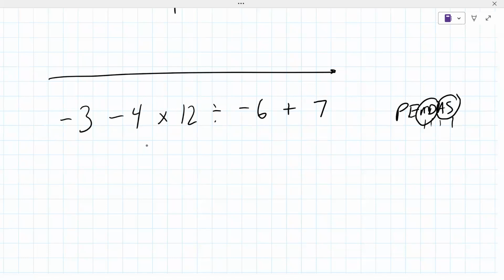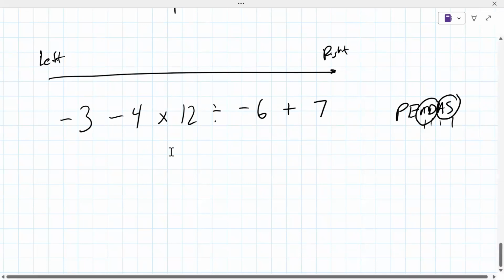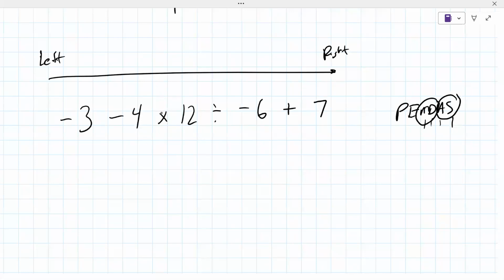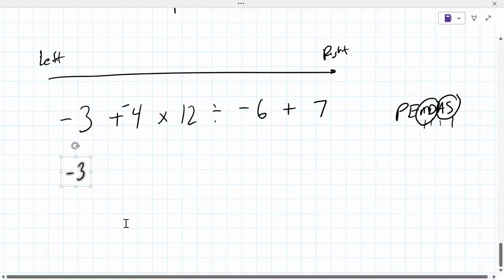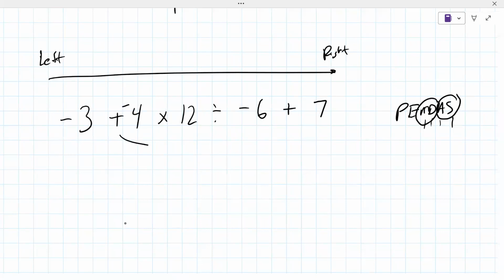12 divided by 6. Left to right. You start from the left, -3 plus -4, and then the right side is -6 plus 7. Oh, sorry, I'm being unclear. You start from the left until you see multiplication. Now you have a choice, and it's probably a good one. You probably should change it to plus negative. All right. So what is -4 times 12?